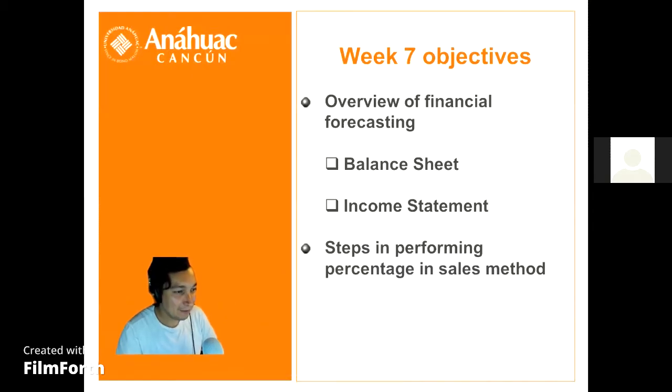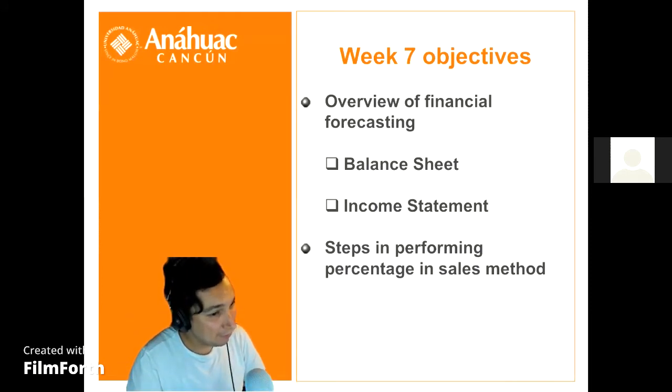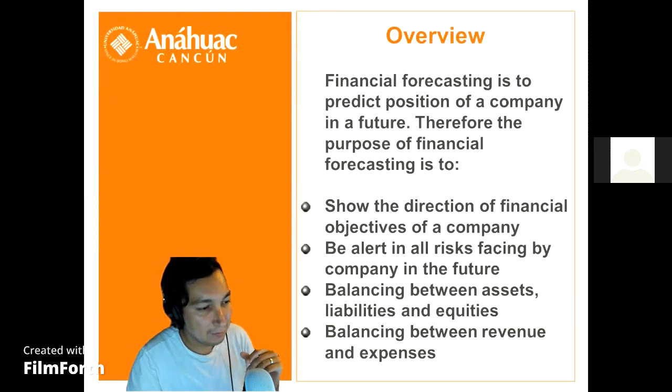So guys, this week and the next one, not only this one, we will review the financial forecasting. For what? As I told you, the balance sheet and the income statement. Now you know the purpose of why we do a forecast, and we will review the steps in performing the percentage in sales method. This is the first method that we will review. It's one of the most common methods. For sure, 80% will manage their forecasts and budgets this way.